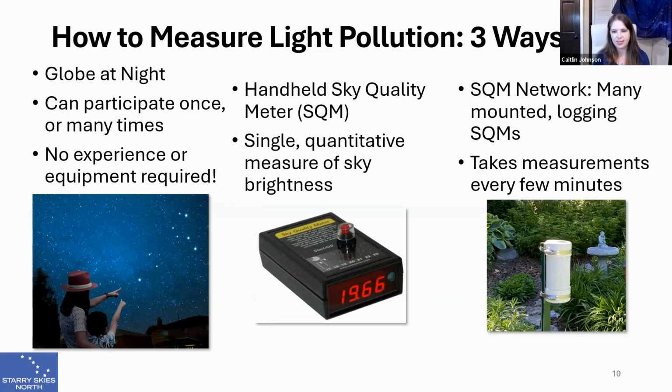And that brings me to these handheld sky quality meters, or SQM. These are devices about the size of maybe a deck of cards, your cell phone. And these take a single quantitative measure of sky brightness.